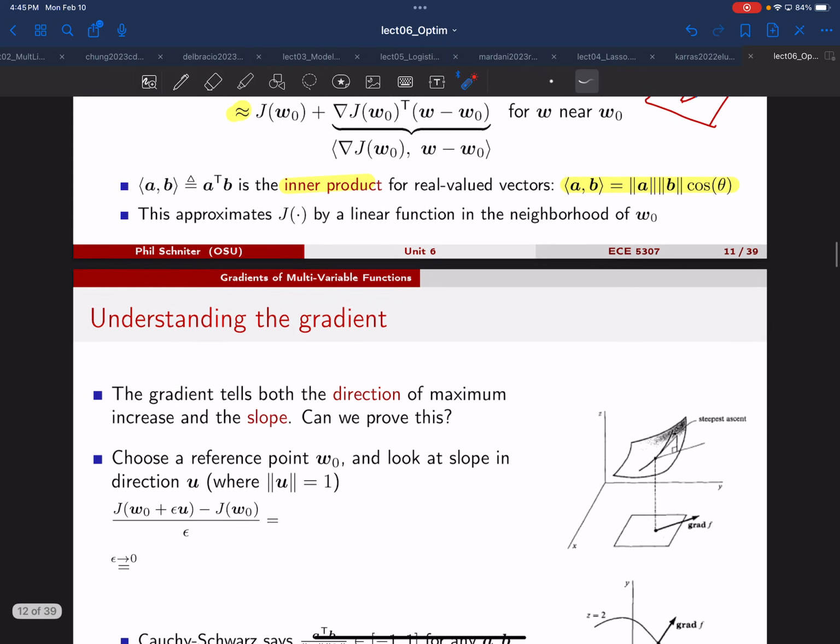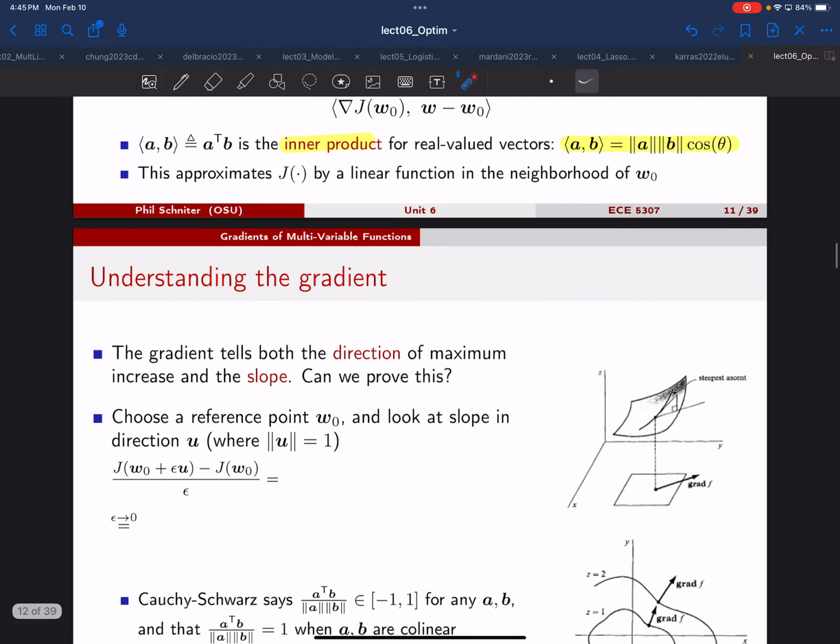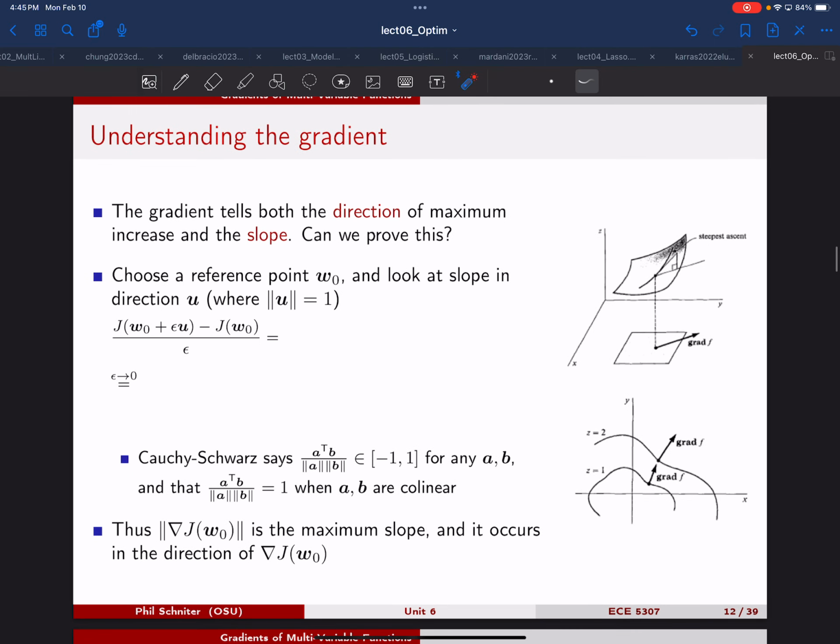All right, so let's go. Oh, so we're going to actually pause and we're going to do one thing before we go into matrices. We're going to understand the gradient a little bit, and we're going to get a chance to use our big O stuff.